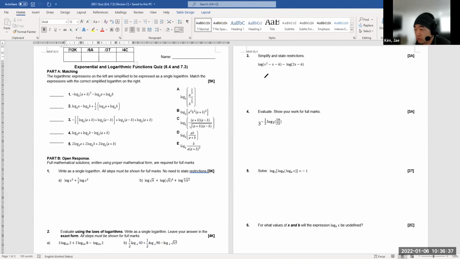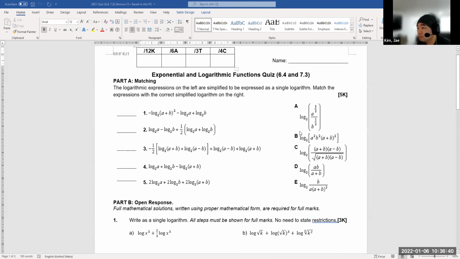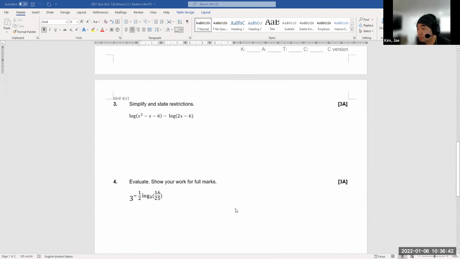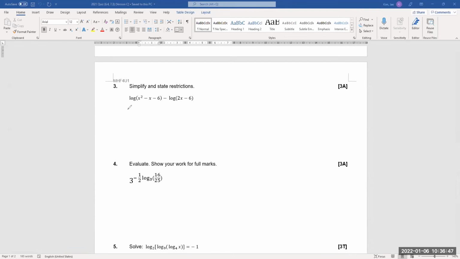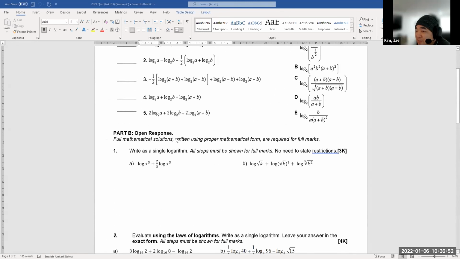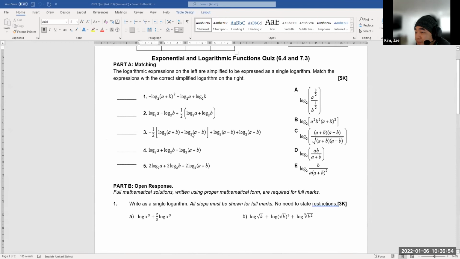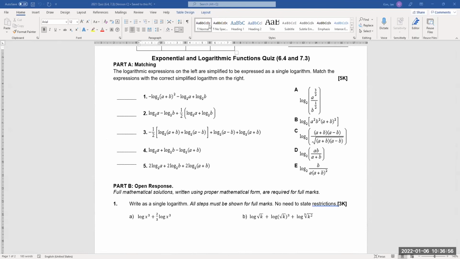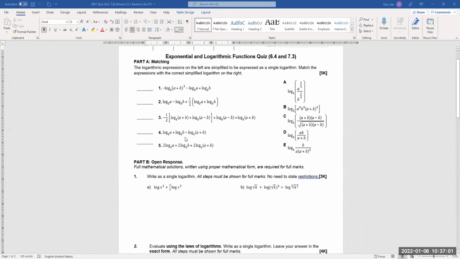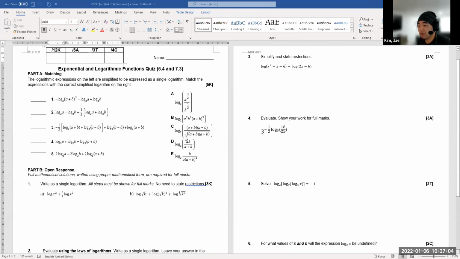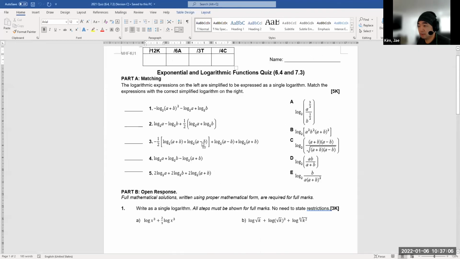I'm gonna imagine that people are gonna slowly trickle in. I'm gonna get started on this question. Sorry, it's actually question 3. Let's see if I can get some space. What would I do?